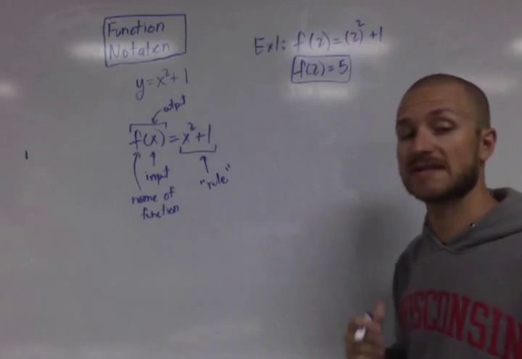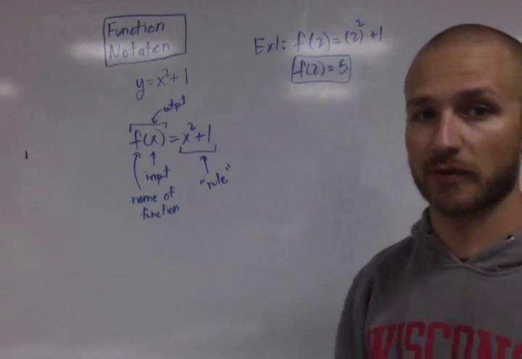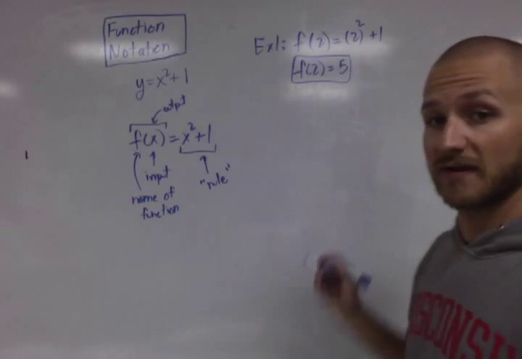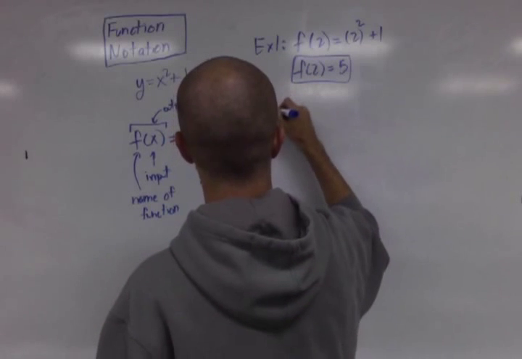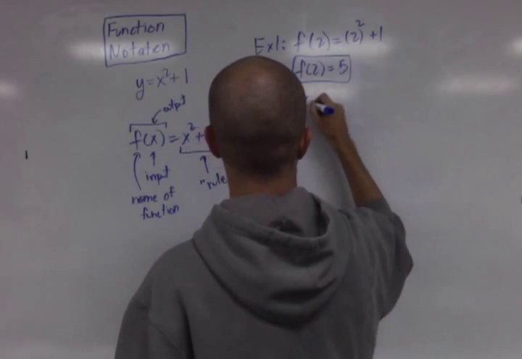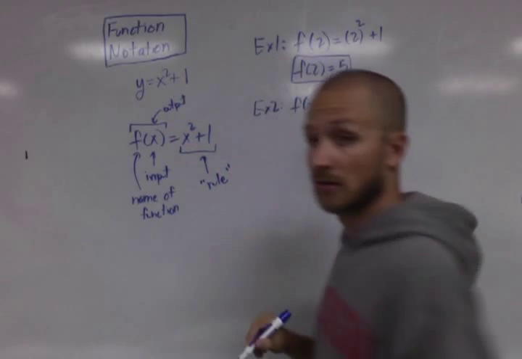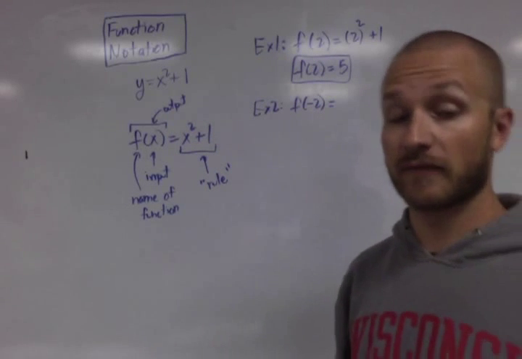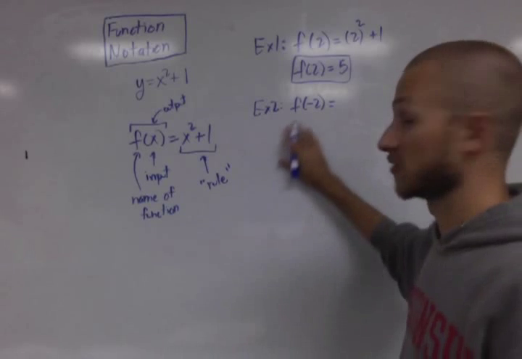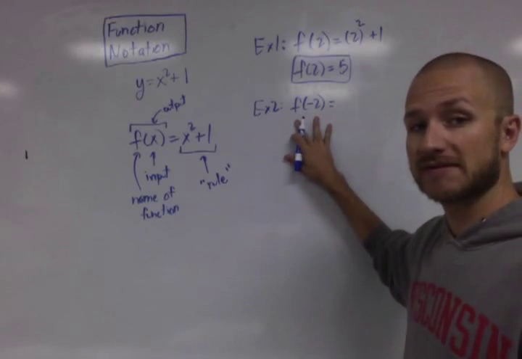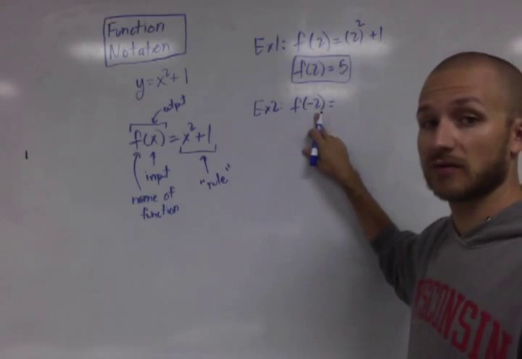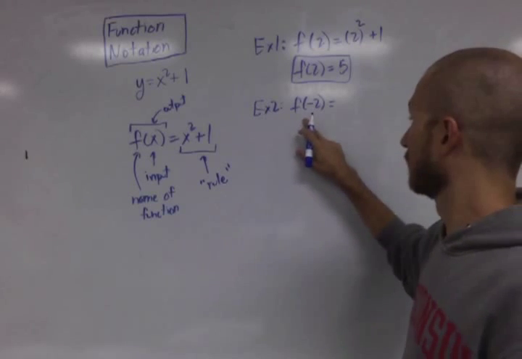So f of 2 is equal to 5. 5 is the output. Right, a second example, let's throw in a different number. And this time I want to know what's f of negative 2. Again, interpret the statement. This is asking for what the output would be if I input the negative 2 into the function named f.